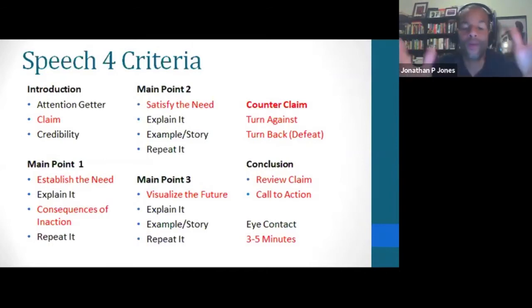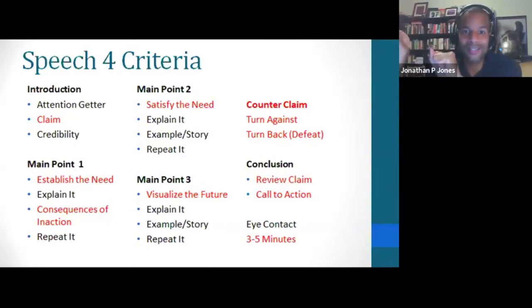Counterclaim. Now, one thing I didn't mention about counterclaim is that it can happen anywhere in the speech. I have to put it somewhere on the outline and in the rubric when I'm grading it, so it just happens to come after main point 3, but you don't have to do it there. You could do the counterclaim as your attention getter. You can do it at the beginning of the speech. You could do it in the middle of one of your main points, wherever you want it. Most people will do it after main point 3 because that's just the way that I've listed it, but you can do it wherever you want as long as it's very clear.